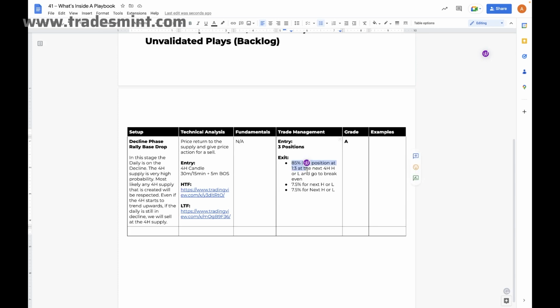So I'm going to exit 85% first position. I'm going to go to break even. So I'm going to take all of my positions that are still open, these 2 here. I'm going to place them at break even, place the stop loss at my entry point. That way, if price returns and goes against me, I don't lose anything. Okay.